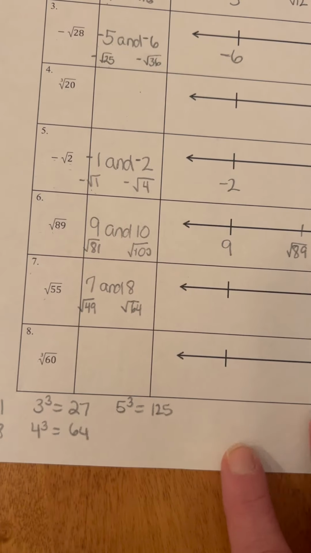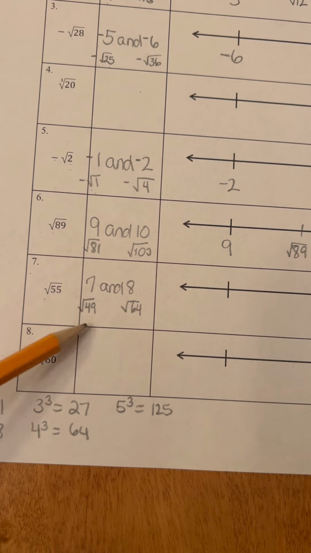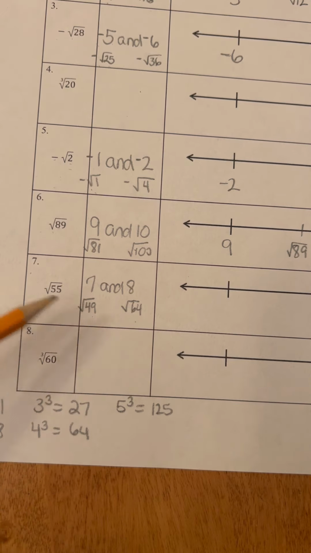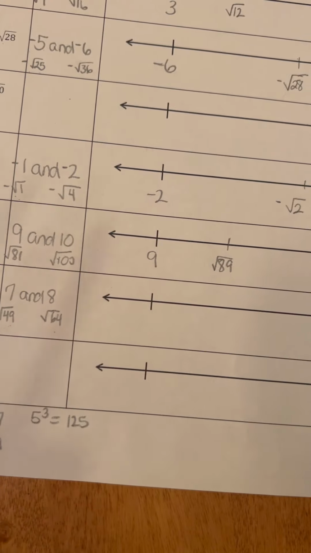So again, if I'm looking at how close one thing is to another, the difference between 49 and 55, that's only 6 away, right? If I do the difference between 55 and 64, you've got a little bit more distance there, because that's going to be 9 away. So it's 6 away from this, so it's a little bit closer to 7 than it is to 8.